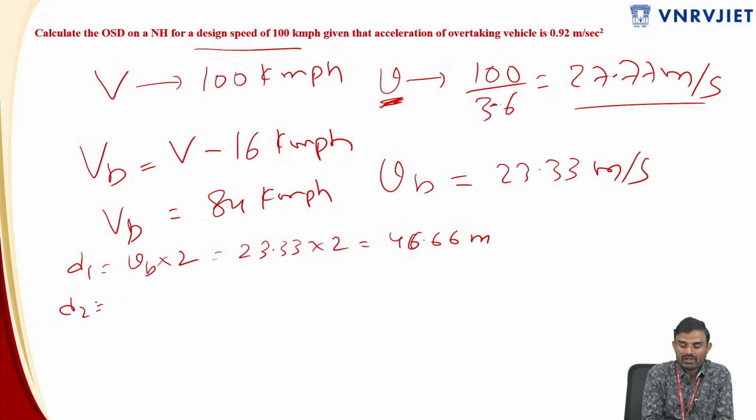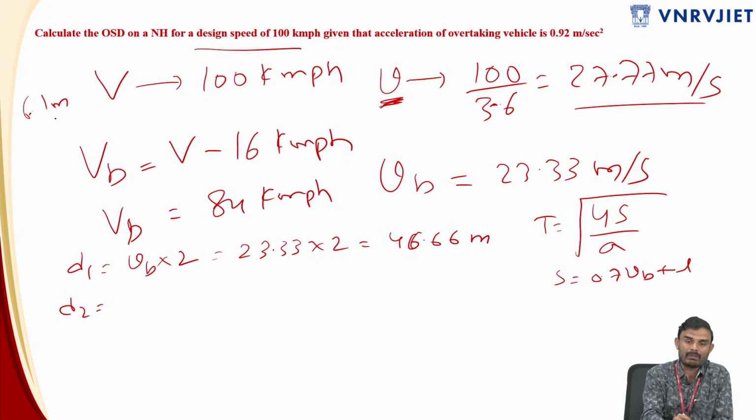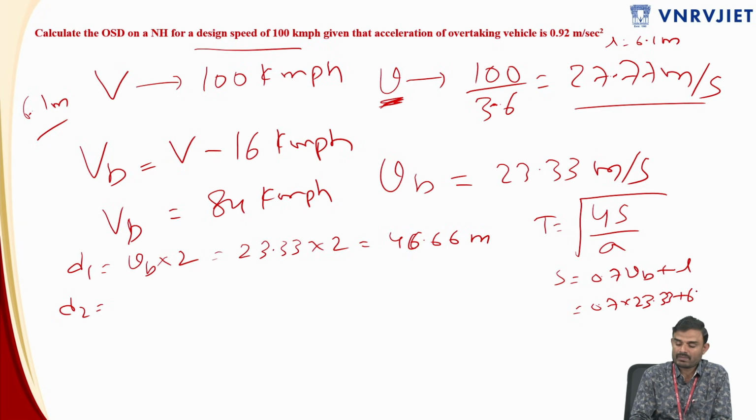Similarly, we have to calculate D2, for which we need to calculate the overtaking time, capital T. We already looked into the derivation, which is the square root of 4S by A. Again you have to look at the formula for S, which is S equal to 0.7 VB plus L. Here L is to be taken as 6.1 meters. So you substitute the values: 0.7 into VB, which is 23.33, plus 6.1. We'll get the S value to be somewhere around 22.43 meters. So this is the value of S in meters.